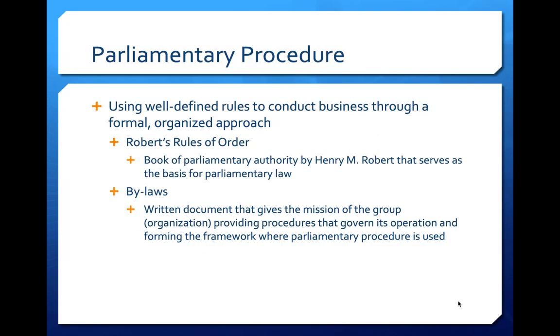So, parliamentary procedure is just a system of using rules that were established through the book Robert's Rules of Order to help keep meetings on track and well organized. The book of Parliamentary Authority by Henry M. Robert is the book that we use, Robert's Rules of Order. It's a pretty big book, about an inch and a half thick, so there are a lot of rules, but you're not going to have to learn all of them. We will do some basic ones so that you pretty much understand what's going on during a meeting.